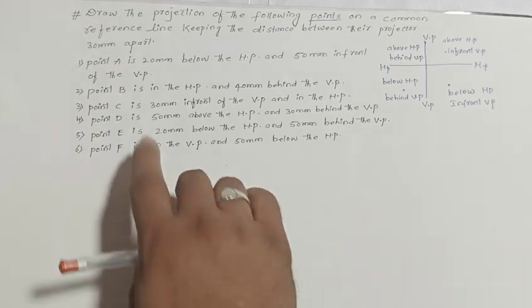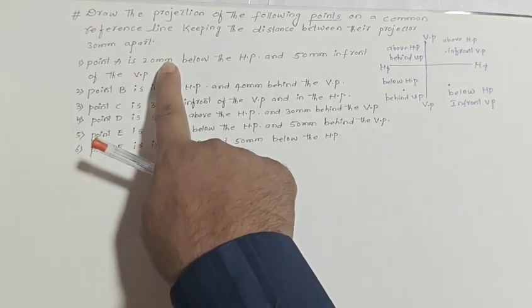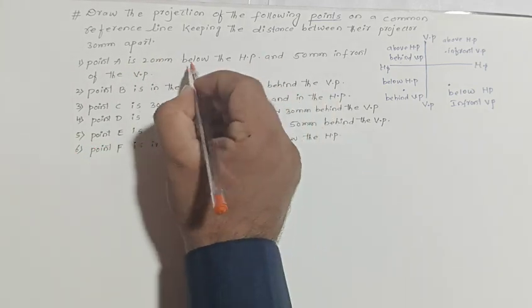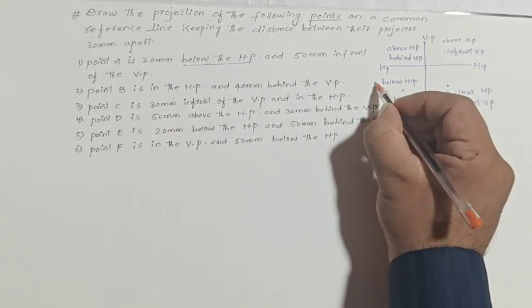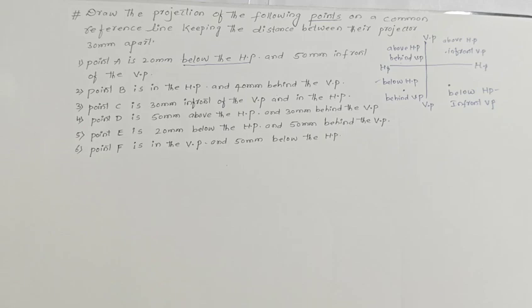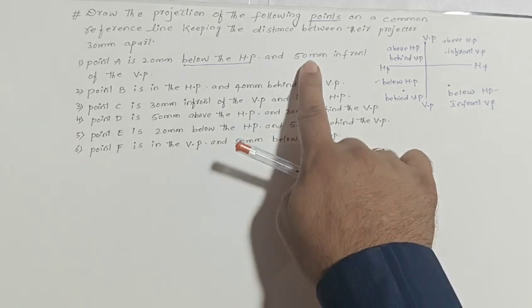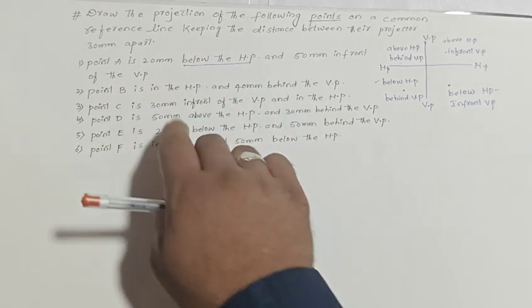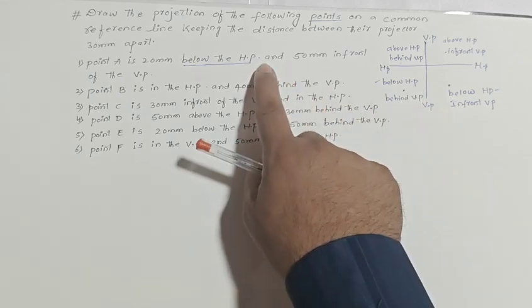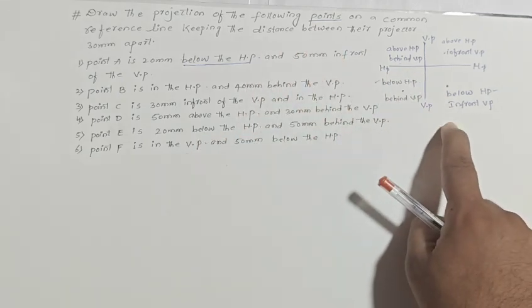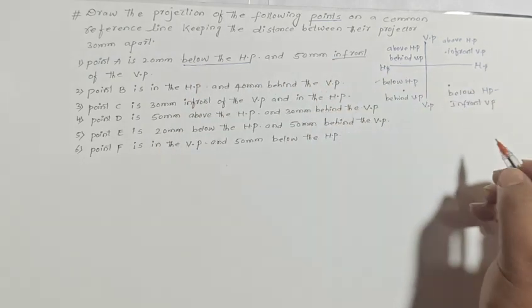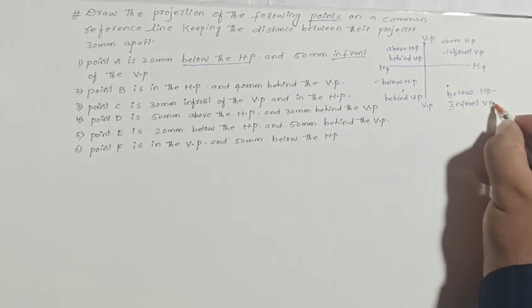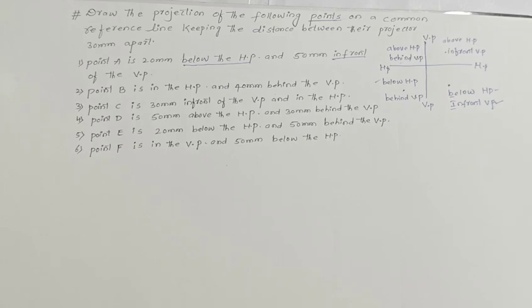First of all, understand this question. A point A is 20 mm below the horizontal plane. It lies in the third quadrant as well as in the fourth quadrant. Right? 50 mm in front of the vertical plane. We are sure that this problem is based on the fourth quadrant, because below and in front lies in the fourth quadrant only. Is it right? Then first draw the reference line.